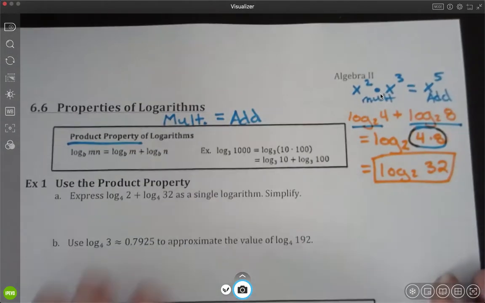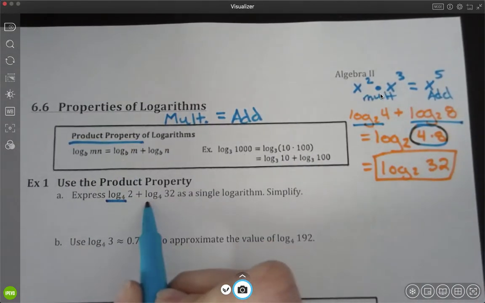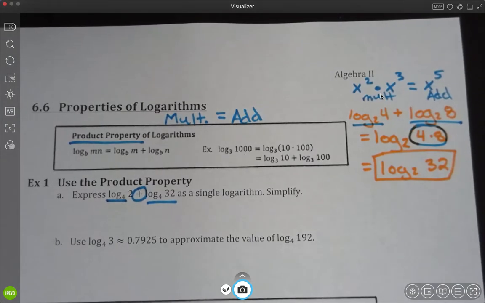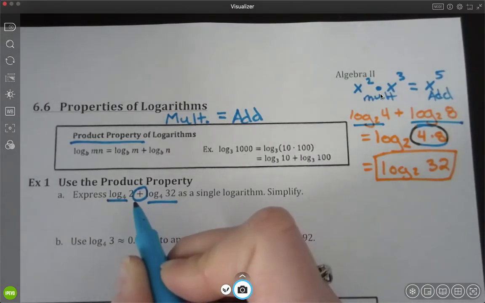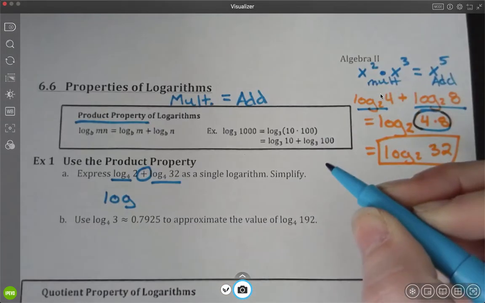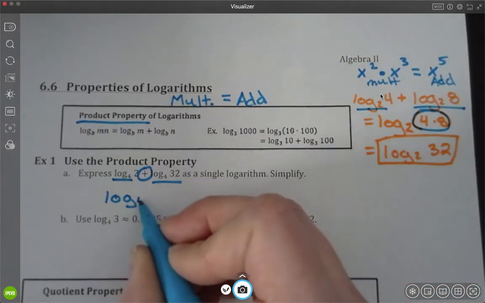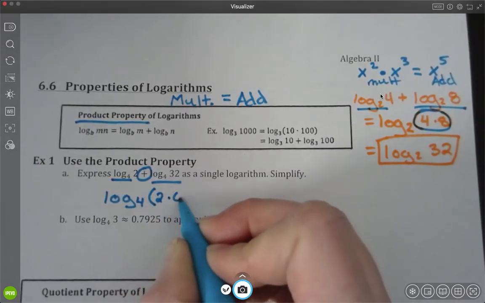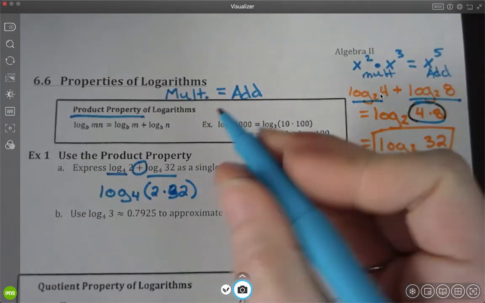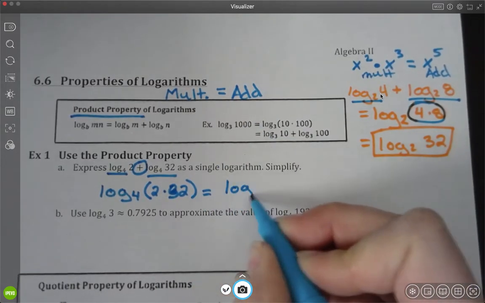Okay, so let's go down here to this example. We have these two pieces, and we are adding them together. Circle that plus sign. Get used to that. Anytime you have two logs and you want to put them together, you look for this symbol in the middle. And add means multiply. So I want to write this as one log. What will the base of the log be? 4. Log base 4 of 64. I'm writing 64, since 2 times 32 is 64. Log base 4 of 64.